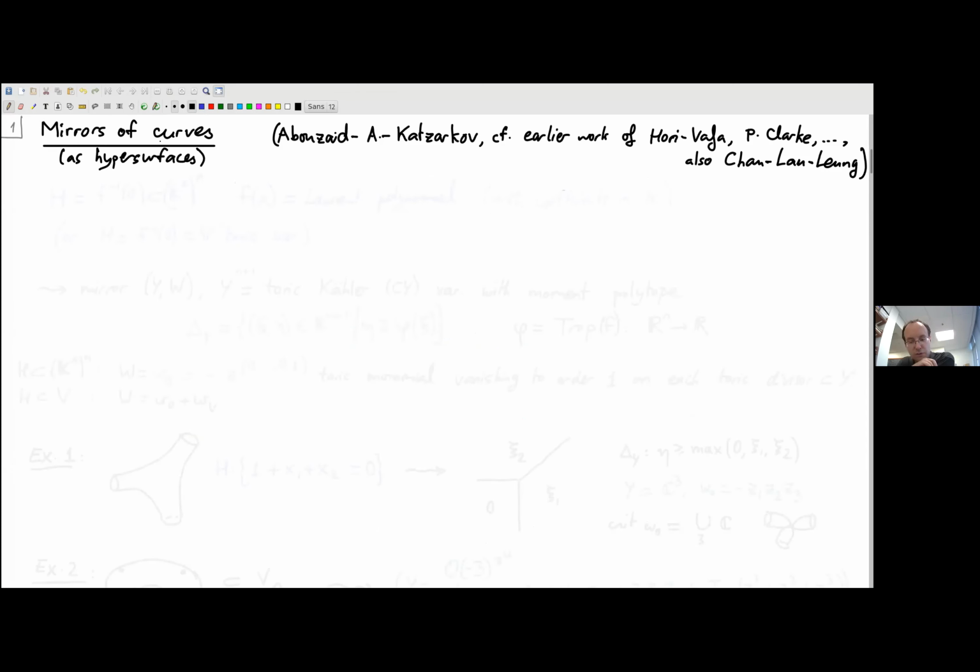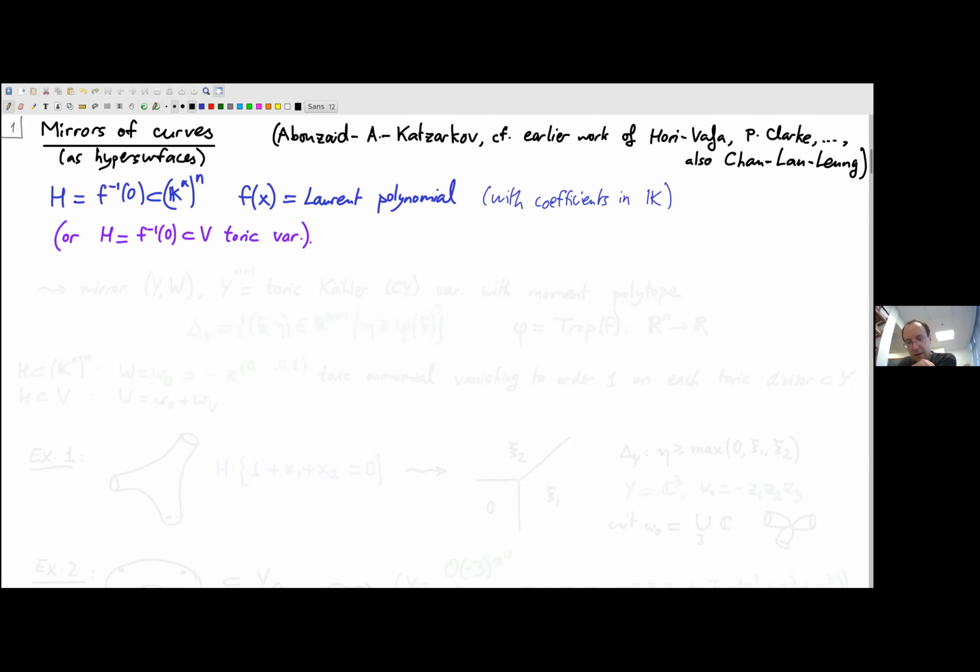Mirrors of curves are one of the most trendy examples; there's lots of work on homological mirror symmetry for curves in various directions. I will start with a construction that starts from a curve given as a hypersurface in, let's say, either C star squared or in a toric variety, and produce a mirror to it. In fact, one should consider non-Archimedean curves, defined over a field K, which for me is a Novikov field, but you could probably use some other non-Archimedean fields as well.